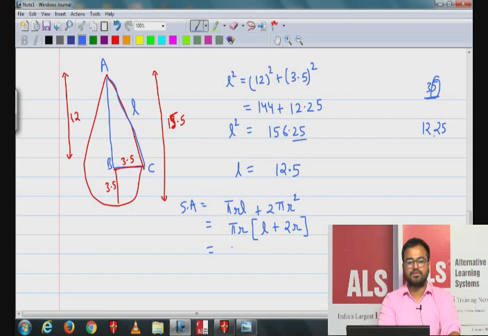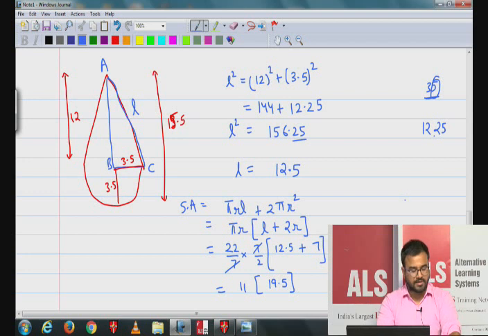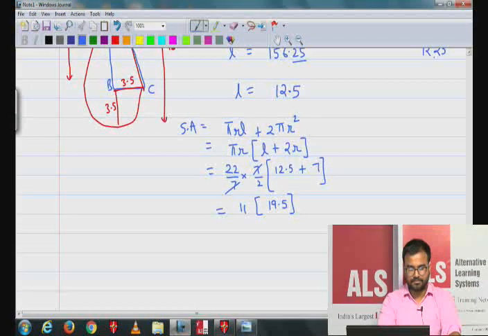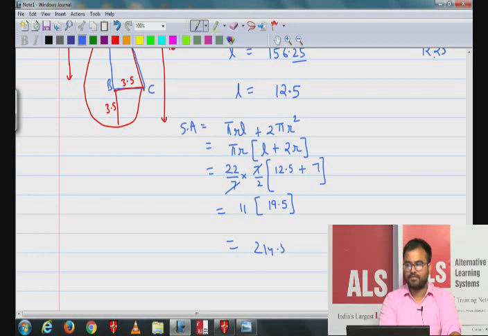Now, just substitute the values. So, pi is 22 by 7, radius is 3.5, 3.5 can be written as 7 by 2 also, slant height is 12.5 and 3.5 into 2, twice the radius, that is 7. So, this 7 and 7 will cancel out, you will be left with 11, 12.5 plus 7, that is 19.5. So, 19.5 into 11, you just have to do that and that will give you 214.5.